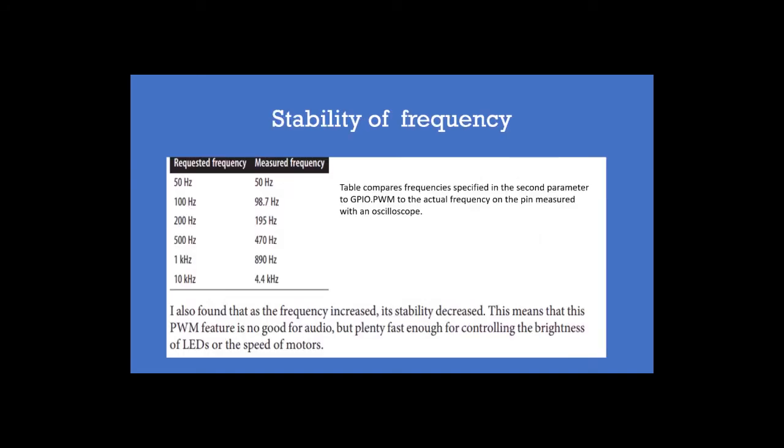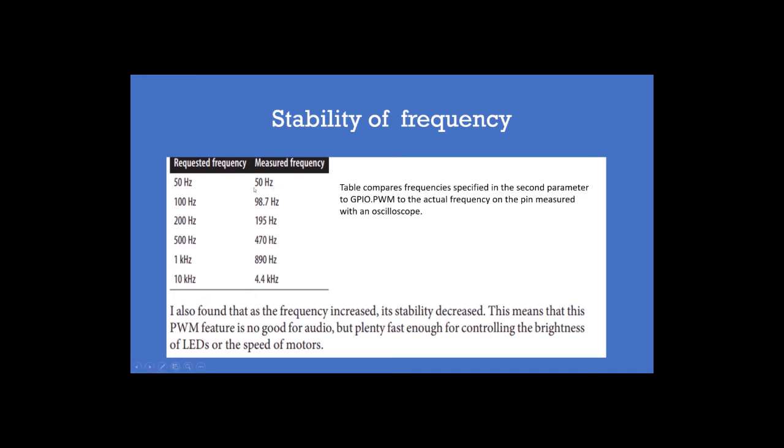Stability of the frequency. Even though we have a hardware setup and software inbuilt functions to generate pulse width modulation in the Raspberry Pi board, we have some stability issues. You can see in the table that if you set the frequency of the pulse width modulation signal to 50 Hz, you get a 50 Hz pulse at the output pin of the GPIO.